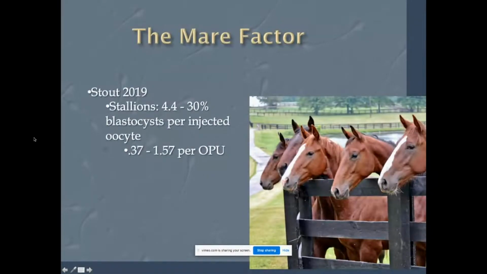blastocysts per OPU. Mares, on the other hand, that were used more than 5 times varied anywhere from 0 to 44%. So in other words, one mare at least averaged 0 over 5 aspirations, or another one averaged 44.4% blastocysts per OPU, or yes, per aspiration, in a range of 0 to 3.29 blastocysts per OPU. So you can see the range is considerably larger with the mare factor, the identification of the individual mare.